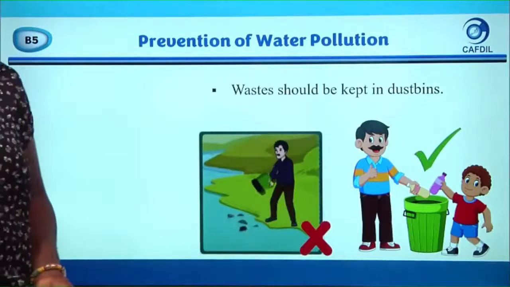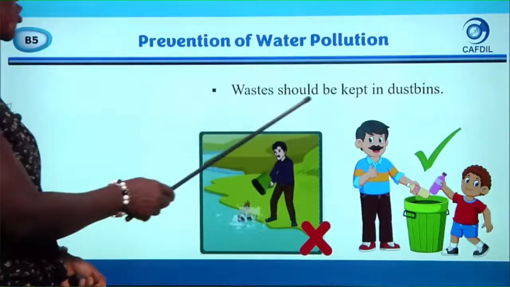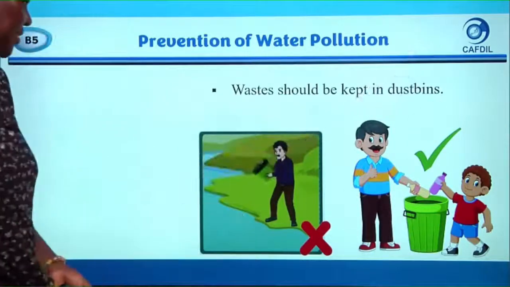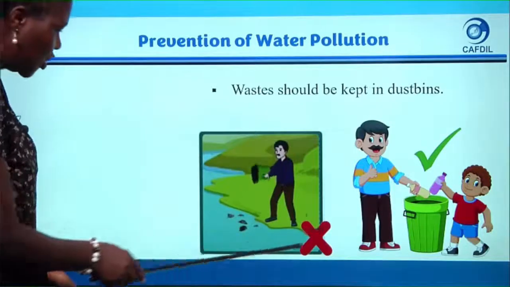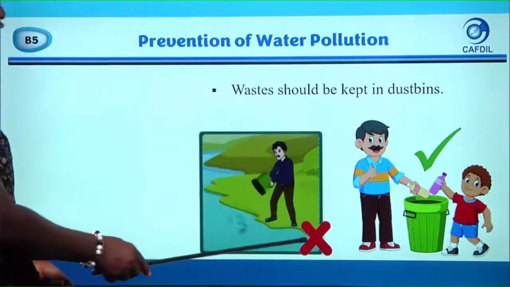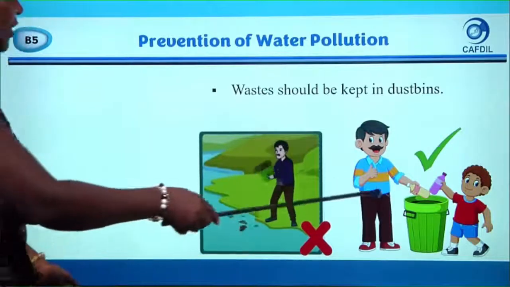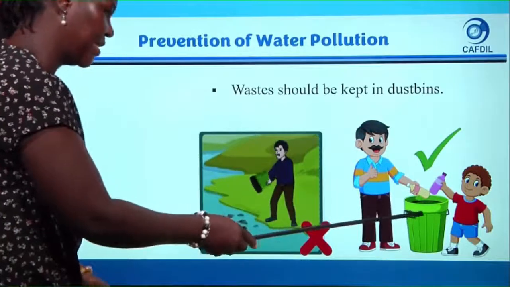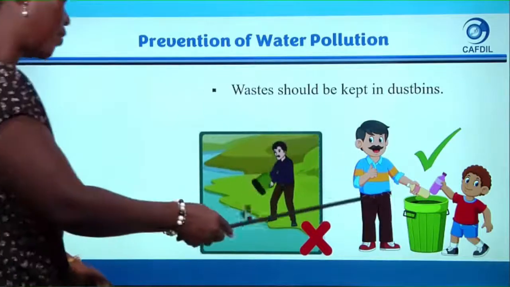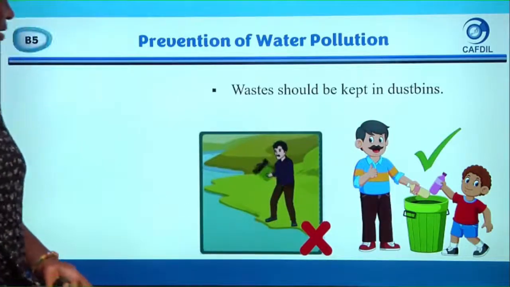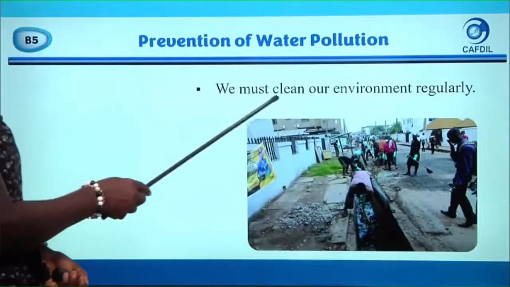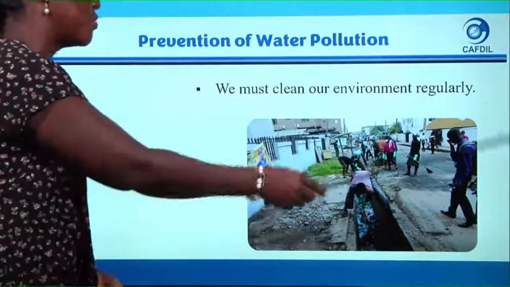Now, the first one is waste should be kept in dustbins. This one, we shouldn't do it. We shouldn't throw rubbish in water bodies. We should put them in dustbins. We should put our rubbish in dustbins. Good.